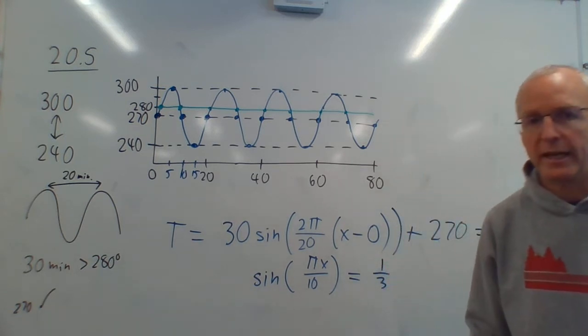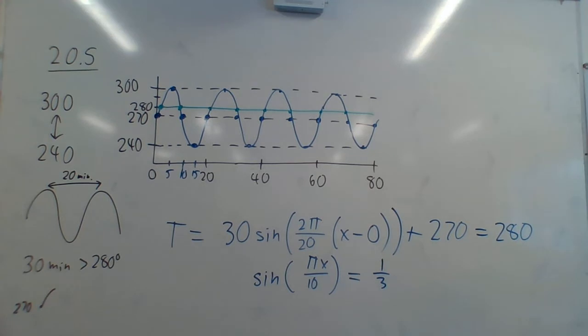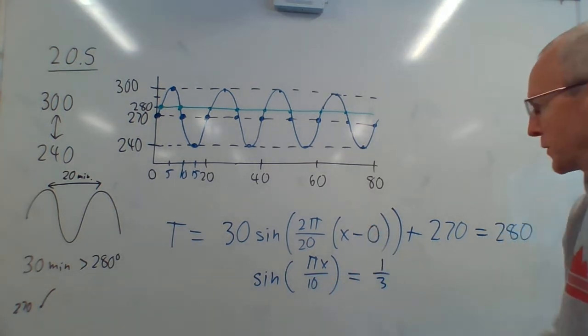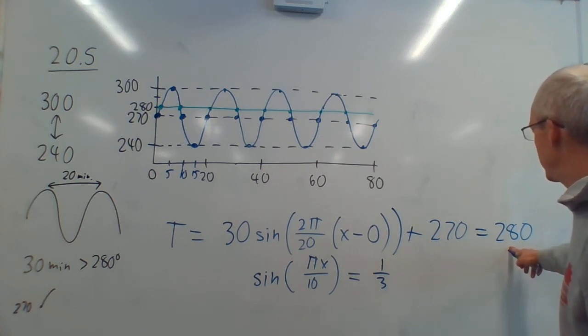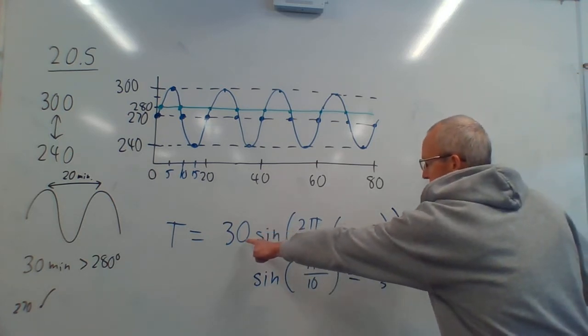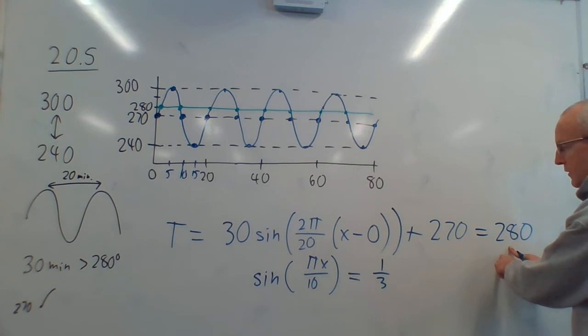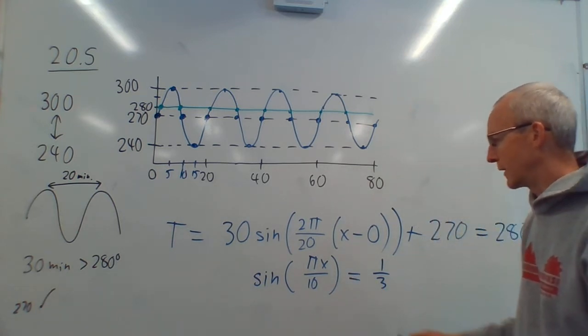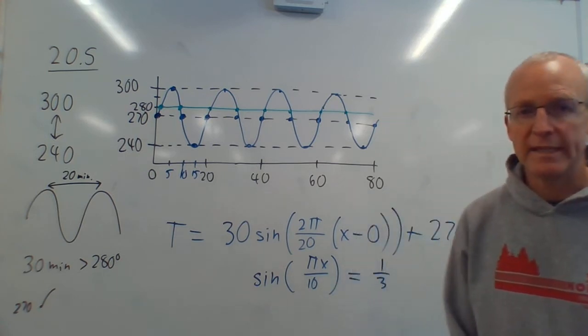And I'm doing a lot in my head right now, but that's pretty easy to do because I'm running out of room. Don't do what I do, okay? Show all your work. But 280 minus 270 is 10. 10 over 30 in the bottom is 10/30, which is 1/3. Okay, that's right. So when is sine of something equal to 1/3? So take the inverse sine of both sides.